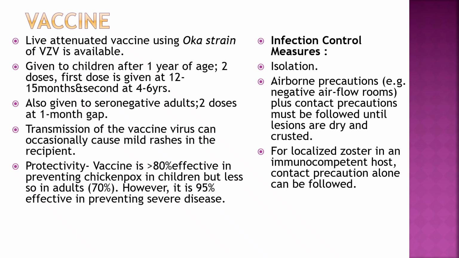Transmission of the vaccine virus can occasionally cause mild rash in the recipient. Protectivity: the vaccine is more than 80% effective in preventing chickenpox in children, but less so in adults. However, it is 95% effective in preventing severe disease.